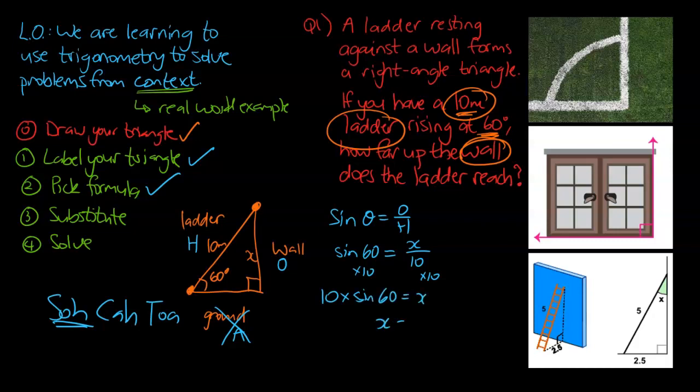We're then going to grab our calculator to figure out what X is and how far up the wall the ladder goes. So we've got 10 times sine 60. That's going to be 8.66 meters, and that there is rounded to 2 decimal places.